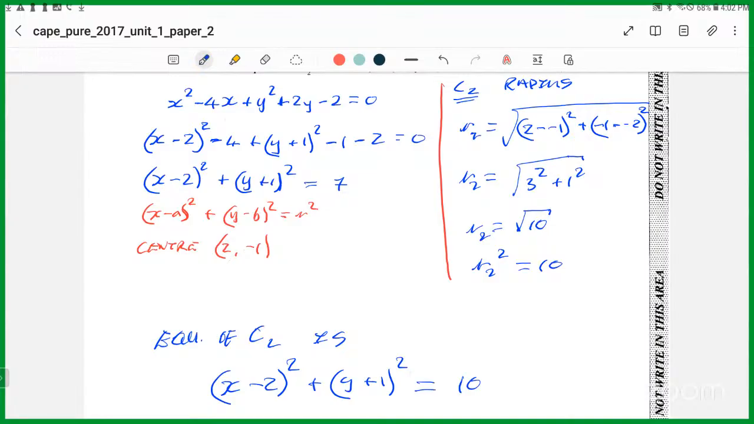Radius squared is 10. That is the circle 2 equation right there. Are we good with that? Alright, good.